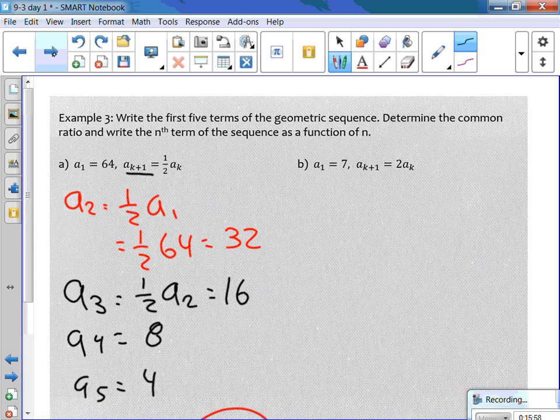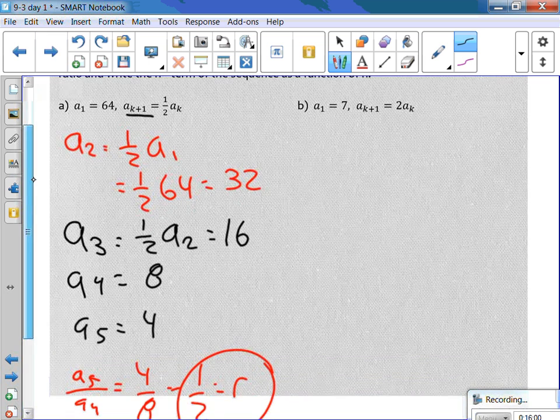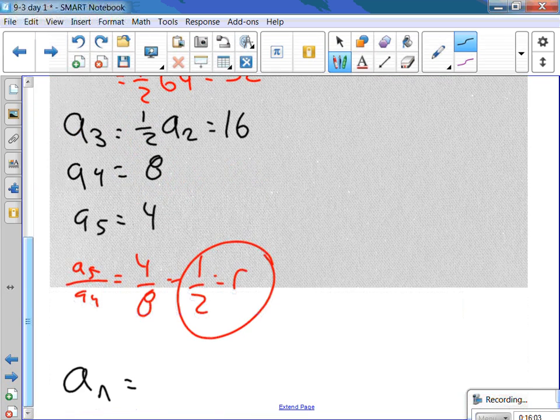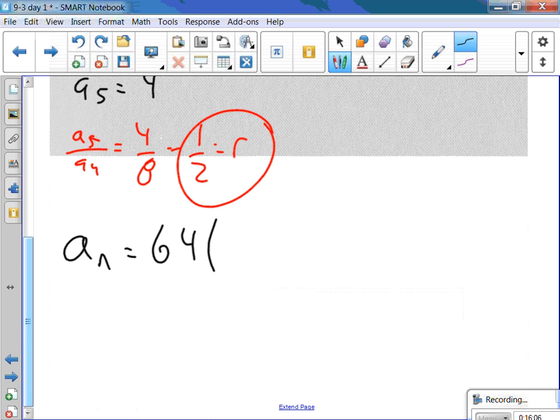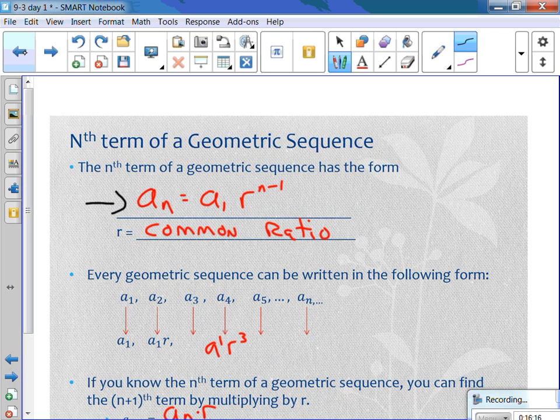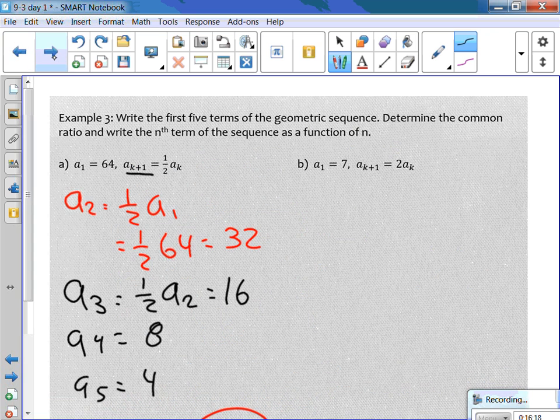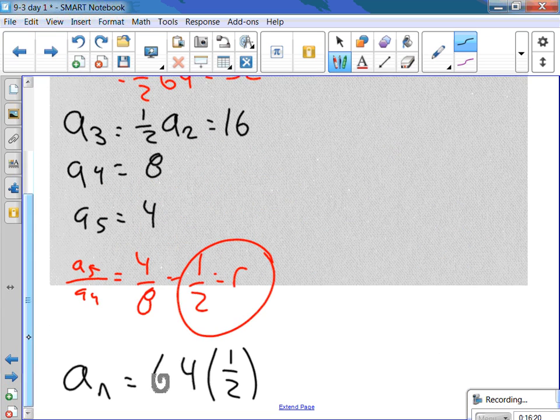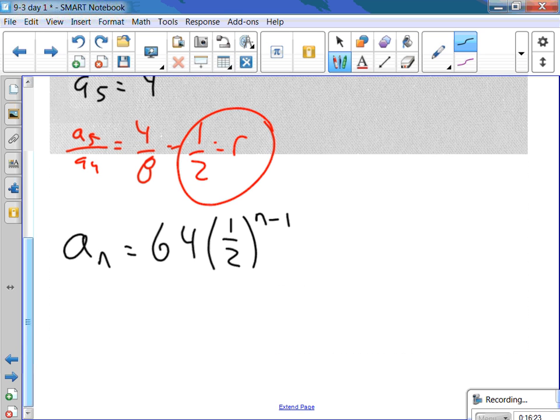Okay, so 64 times 1/2 to the... absolutely. So we wind up with the nth term being 64 times 1/2 to the n minus 1. So now it's no longer recursively defined. I can find the 49th term if I want to without knowing the 48th. You substitute in 49 for n, and I come up with that term.